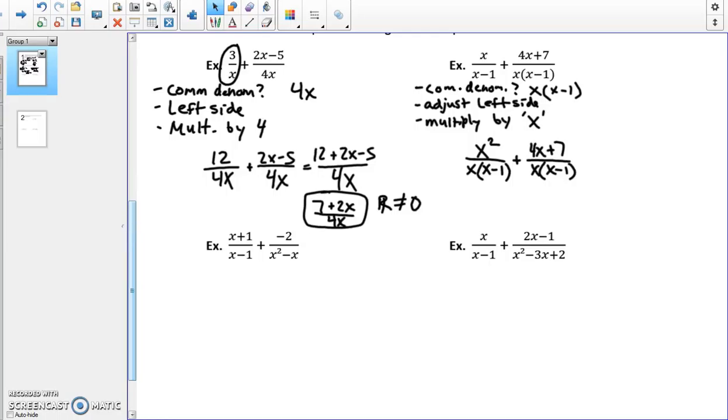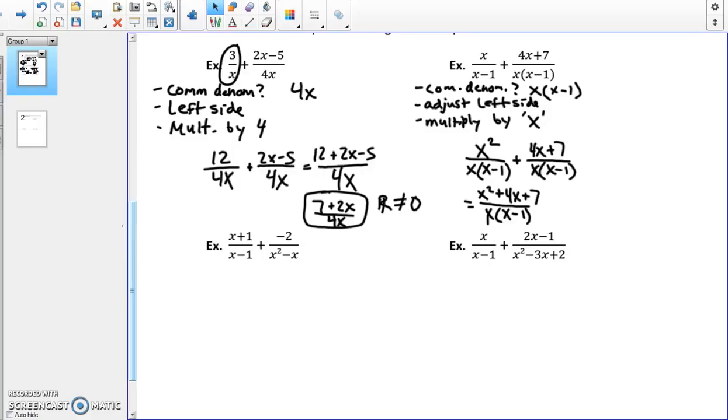And so now we're looking at x squared over x times x minus 1 plus 4x plus 7 over x times x minus 1. So let's combine our like terms now. On the bottom, we still have x times x minus 1, right? Same denominator, just combined into 1. Now on top, we get x squared plus 4x plus 7.